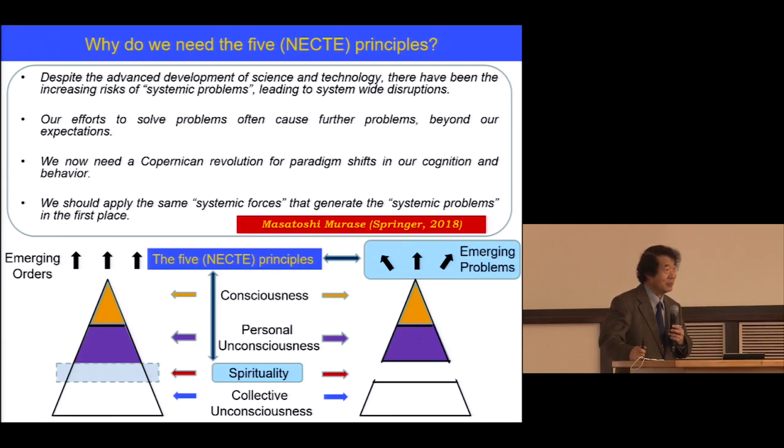My message is as follows. Despite intensive development of science and technology, we have not yet solved emerging problems at all. Ironically, even though we are trying to solve emerging problems, such attitudes cause other problems forever. So there must be something wrong with our scientific attitudes. This is the ideal case, and these are visible problems or orders, and this is consciousness, personal unconsciousness, and collective unconsciousness. And I believe spirituality must be incorporated.